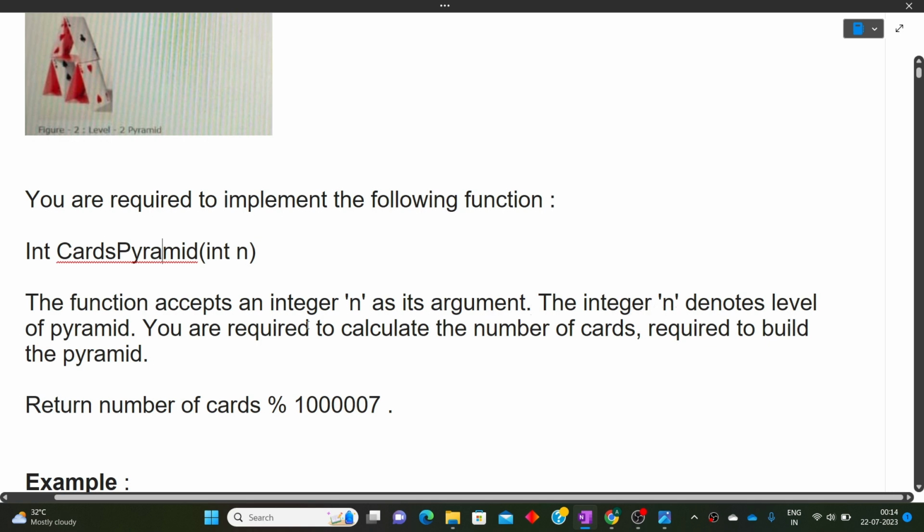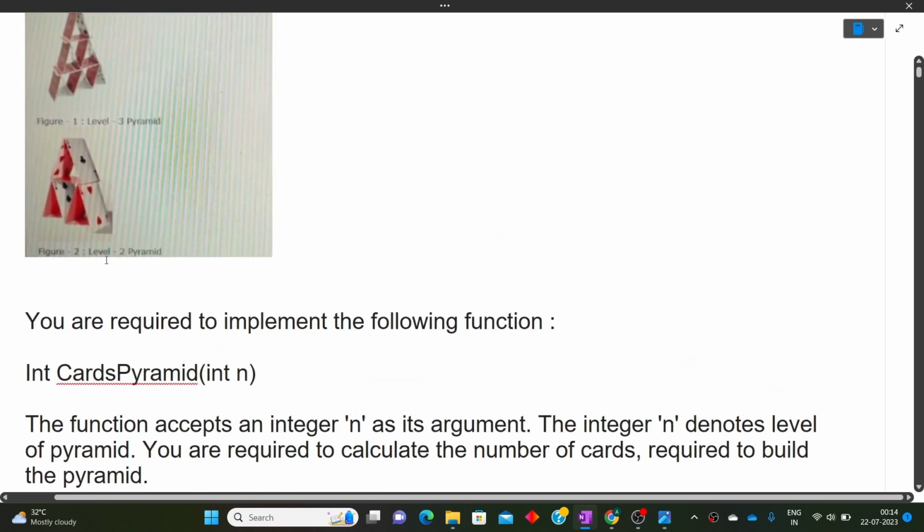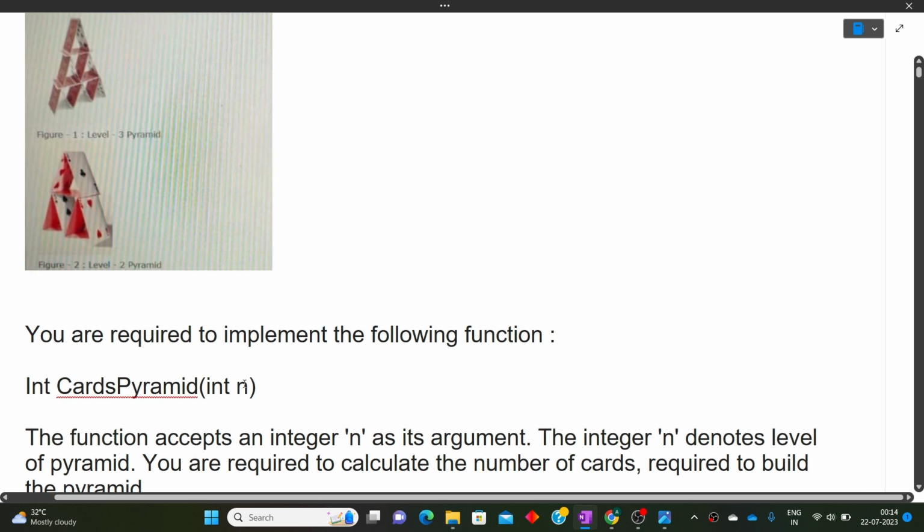The integer n denotes the level of the pyramid. You are required to calculate the number of cards required to build the pyramid. So as I have told you, this is a level 2 pyramid, this is a level 3 pyramid. So we will be given the level number in the input. This n denotes the level.